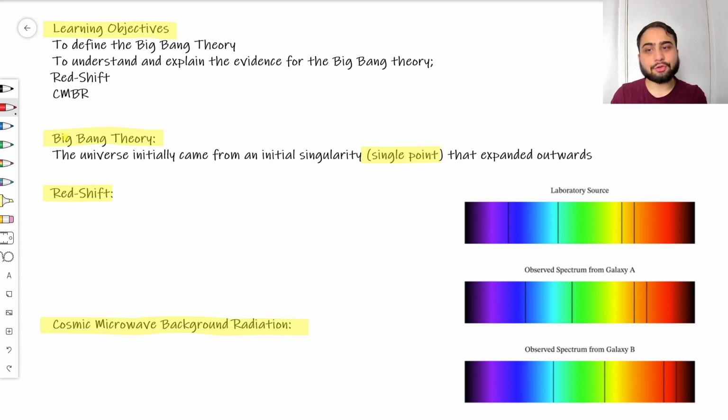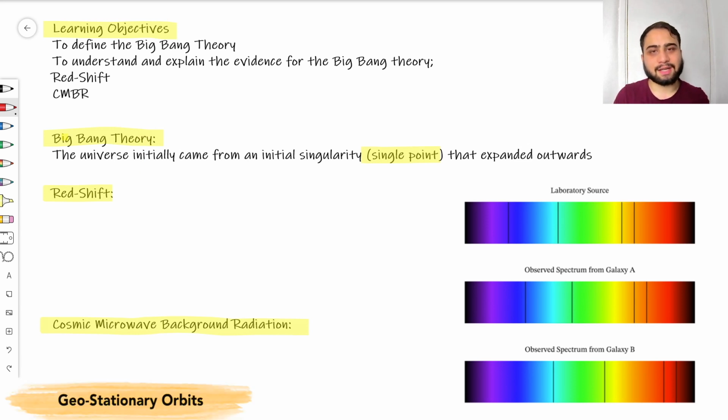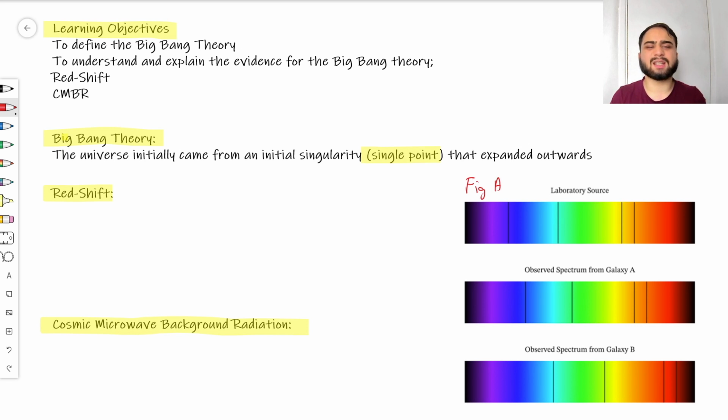Now, there are two massive pieces of evidence for this that we need to understand. The first one is called the redshift, okay? So let's actually have a look at what redshift actually is. Over here in, say, figure 1, or let's just call it figure A, I have something called a spectrum, okay? So this is a spectrum. A spectrum is a fancy physics word for something which displays the entire range of colors.